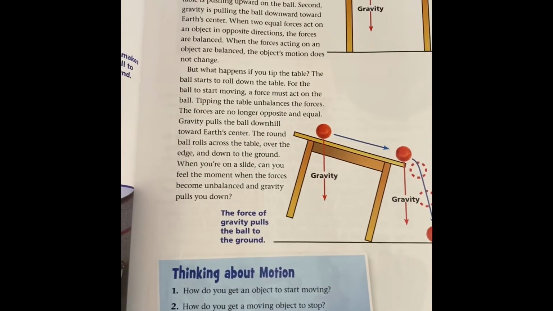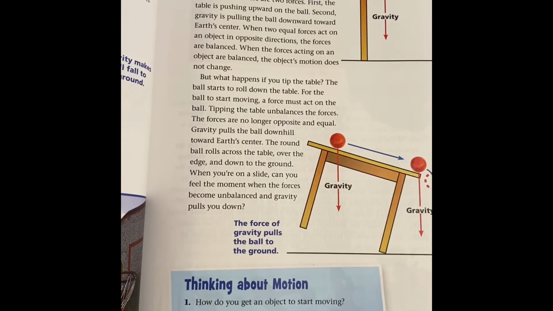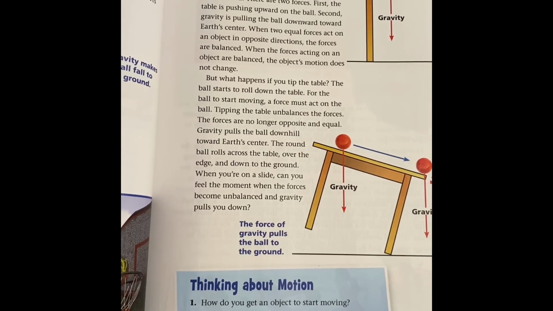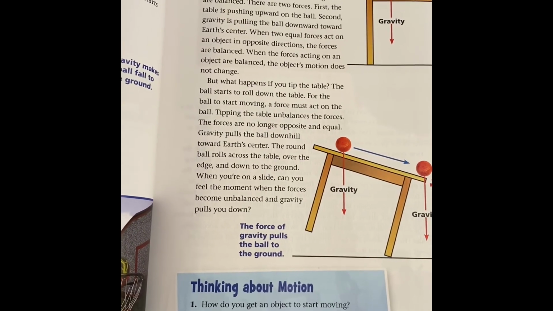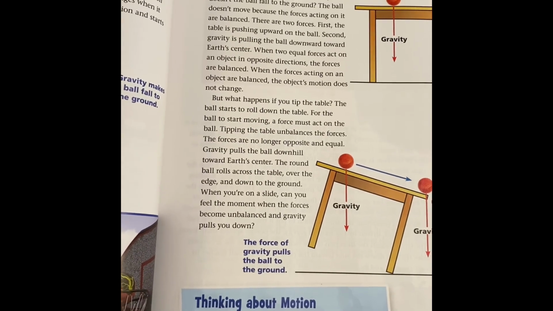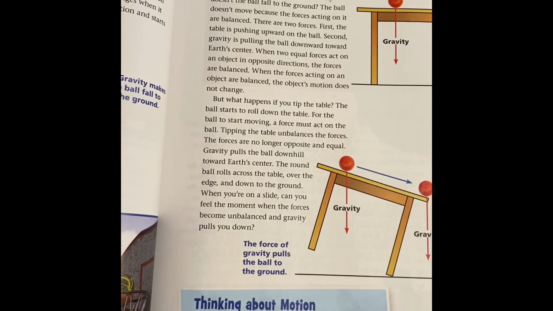So please answer these 3 questions and submit them on Seesaw or by email. Number 1, how do you get an object to start moving? Number 2, how do you get a moving object to stop? Number 3, starting and stopping are 2 changes of motion. What are some other changes of motion?